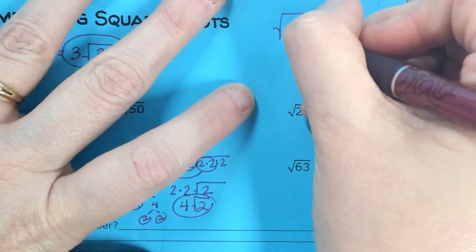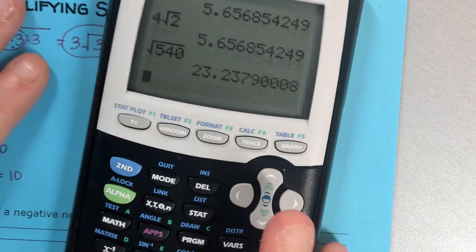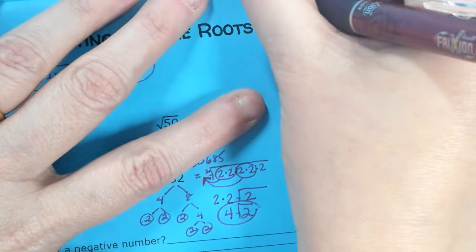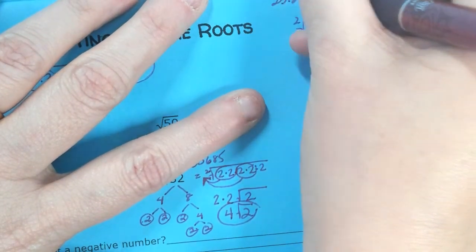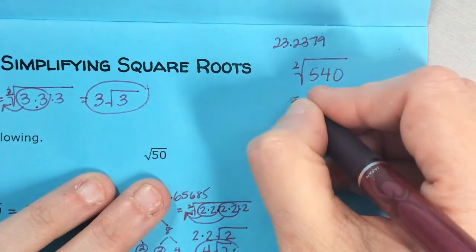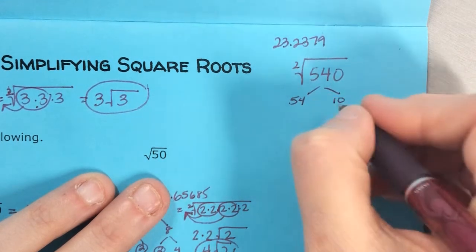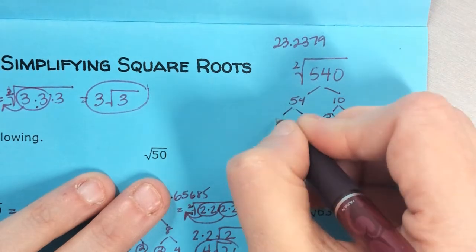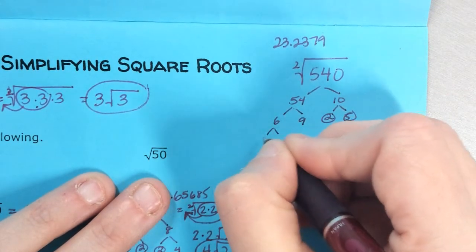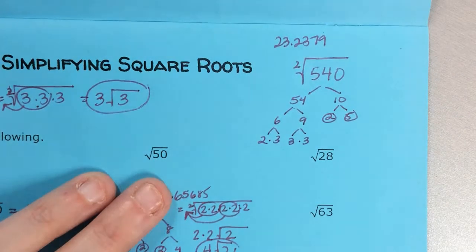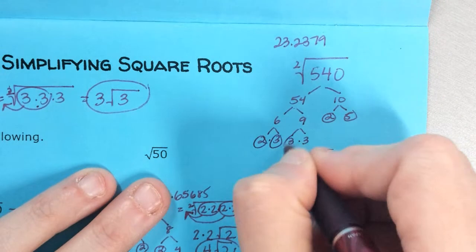First of all, I see this is a 2 root. I'm going to put square root of 540 in my calculator, and I get 23.2379. Now I'm going to try and factor this. Well, I see 54 times 10. 10 is 2 times 5, so I feel pretty good about that. 54 is 6 times 9. 6 is 2 times 3. 9 is 3 times 3. And those are all prime at this point.